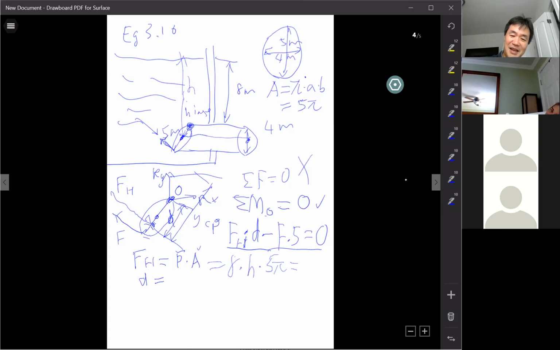So gamma times 5 pi. Okay, it's 10 meters. Okay, H is 10.